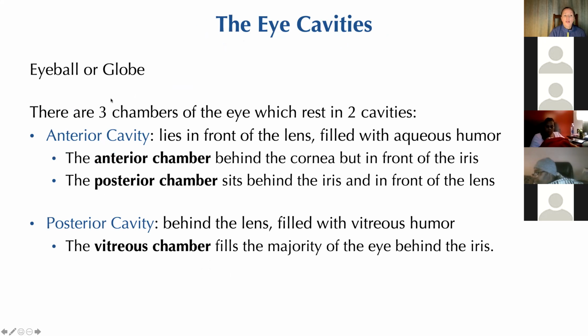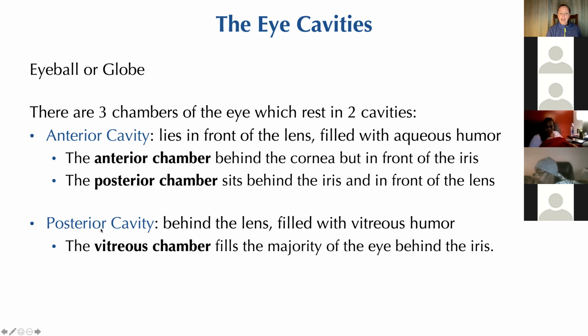All right, so when we look at the eyeball, which is also technically called the globe, we have three separate chambers that will sit into two different cavities. You have an anterior cavity, which is all in front of the lens of the eyes, and that's what fills up with watery aqueous humor, okay? There will be an anterior chamber part of this, which is behind the cornea, but in front of the iris, and a posterior chamber that is behind the iris, but still in front of the lens.